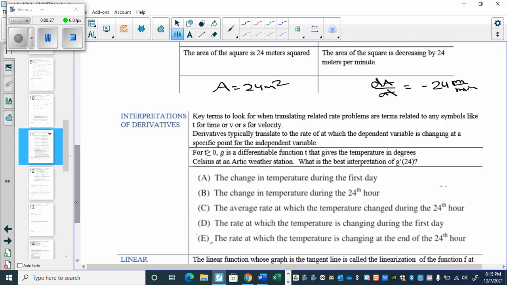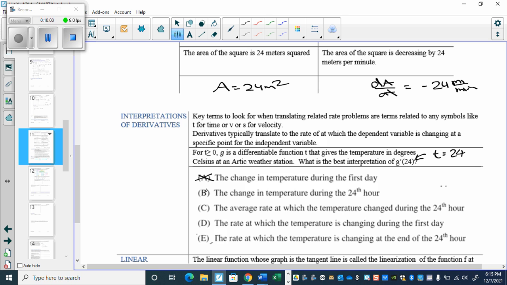So, interpretations of derivatives: what you want to look for specifically is something that's happening at a specific instant. So when t equals 24, or at the end of 24. So basically this function g, the temperature in degrees at a specific hour, the 24th hour.